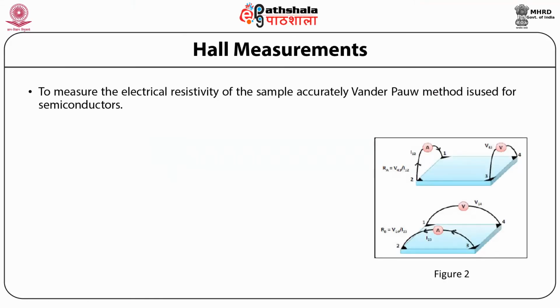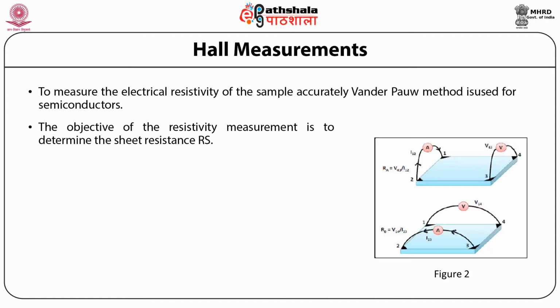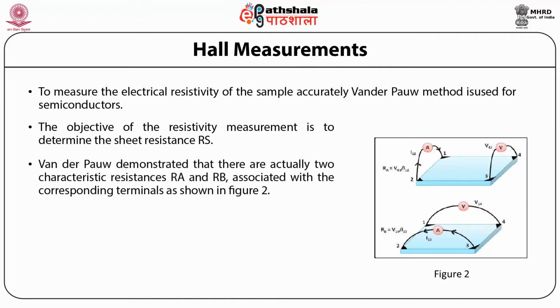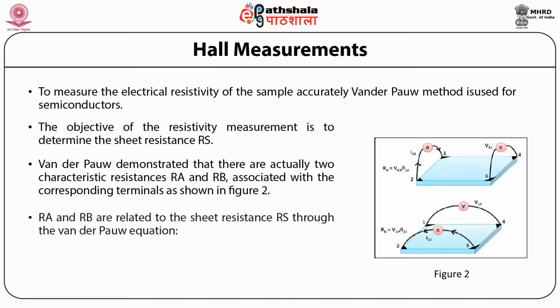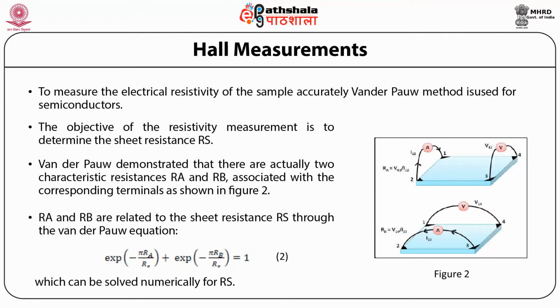To measure the electrical resistivity of the sample accurately, the van der Pauw method is used for semiconductors. The objective of the resistivity measurement is to determine the sheet resistance Rs. Van der Pauw demonstrated that there are actually two characteristic resistances, Ra and Rb, associated with the corresponding terminals as shown in figure 2. Ra and Rb are related to the sheet resistance Rs through the van der Pauw equation, given as exp(-π Ra/Rs) + exp(-π Rb/Rs) = 1, which can be solved numerically to obtain Rs.